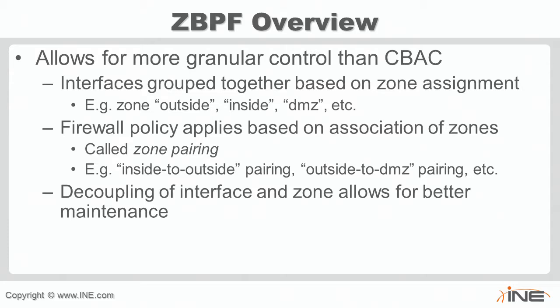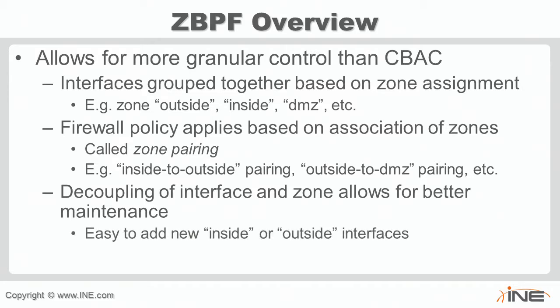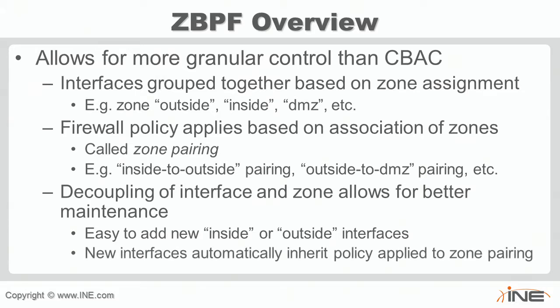One thing that is nice about it is that it makes it very easy to add new interfaces to the policy. So if I have, let's say, two different ISPs, and it means that I have two different outside interfaces, we can treat those outside interfaces the same by simply assigning them to the same zone. So any new interfaces that are applied into that zone are automatically going to inherit the policy that is applied to that zone pairing.